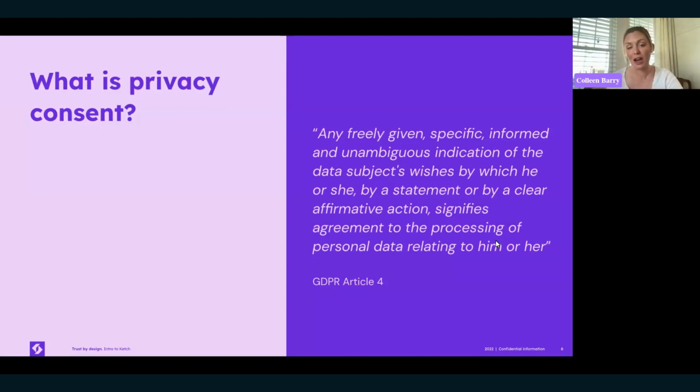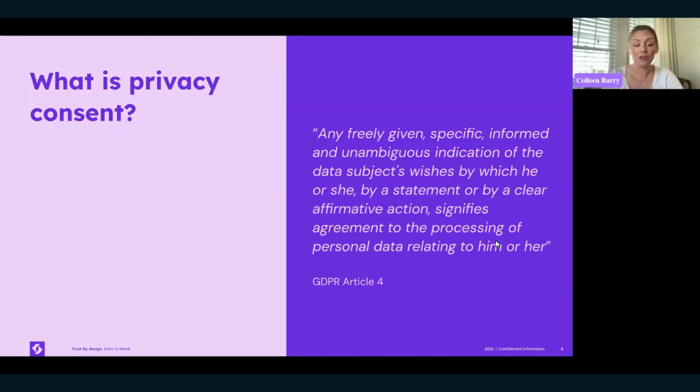According to GDPR, we define consent as any freely given, specific, informed, and unambiguous indication of the data subject's wishes, a person's wishes, by which they, by a statement or clear affirmative action, signify agreement to the processing of data relating to him or her. The thing that really comes across in this definition from GDPR is this idea of transparency, right? There should be absolutely no ambiguity in what our consumer wants to see from us, what they're agreeing to from us, and what data processing they are actually agreeing to.